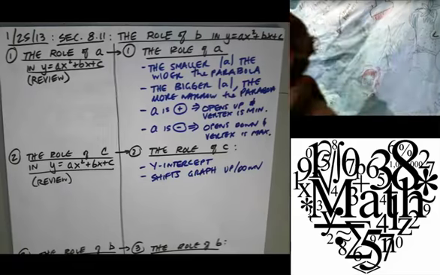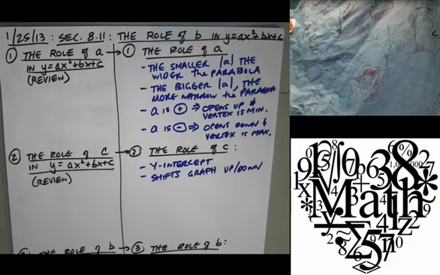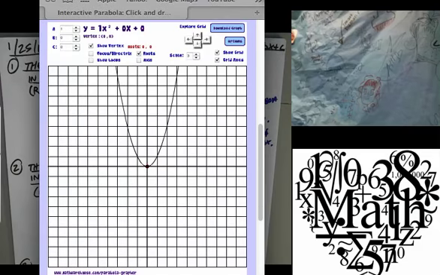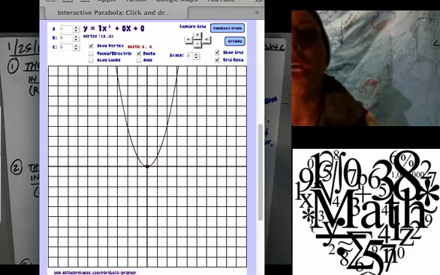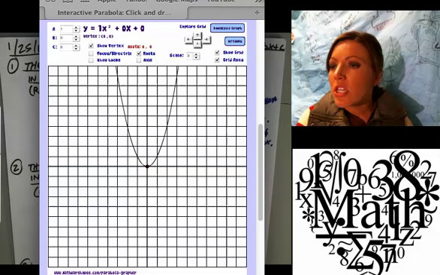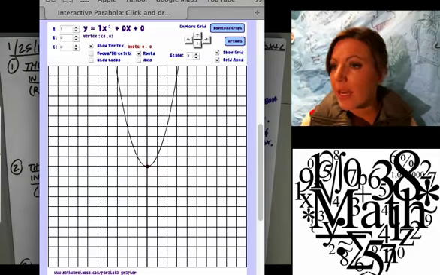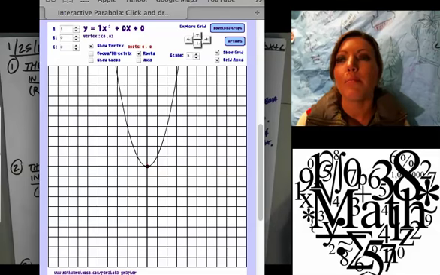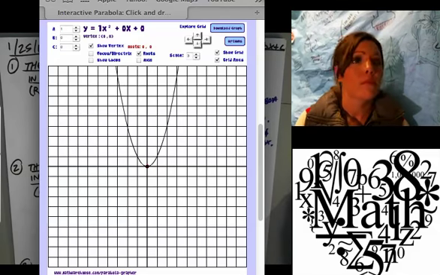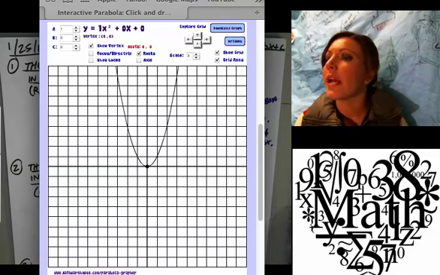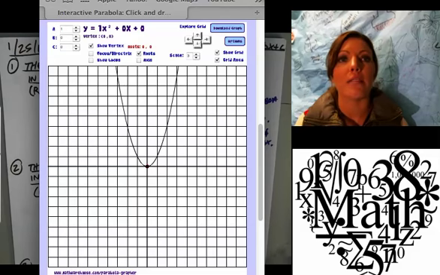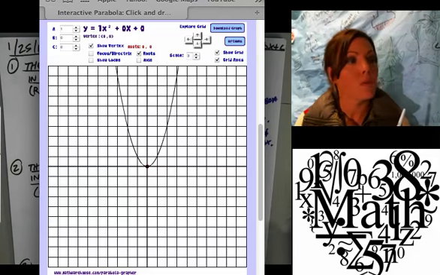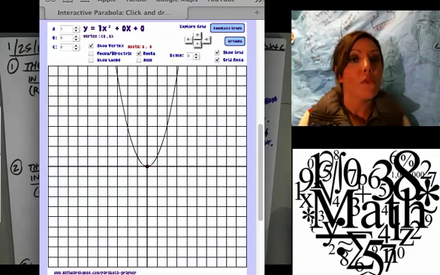All right, so let's go to our graph. There we go. Okay, so now we're going to talk about the role of b. So a, again, we just discussed what a does. We did c. c is shifting up and down. What about b? What do we think b does? Jared. Okay, that's good. So it moves it right or left. Everybody give it up for Jared.